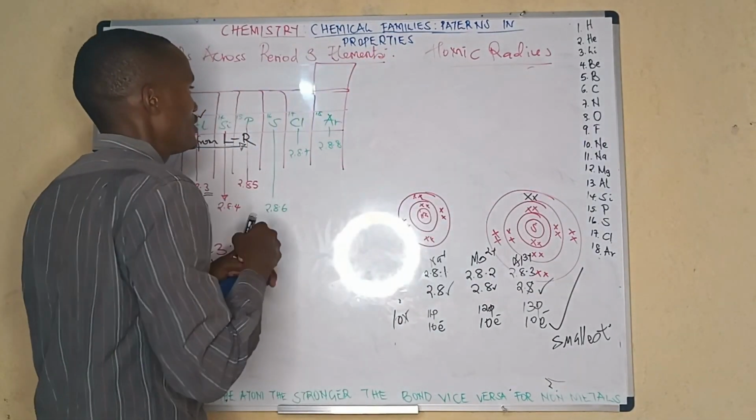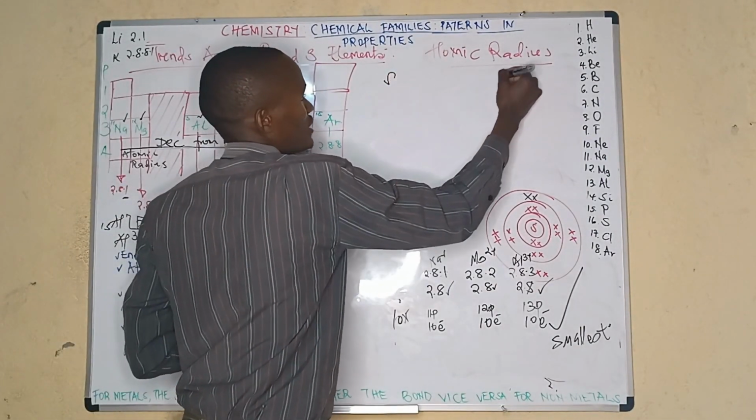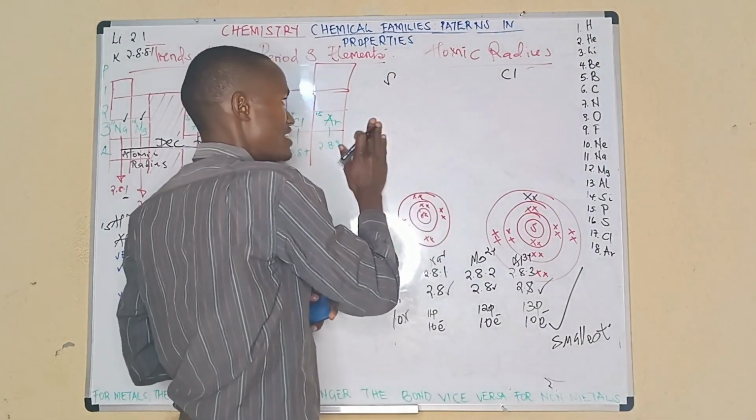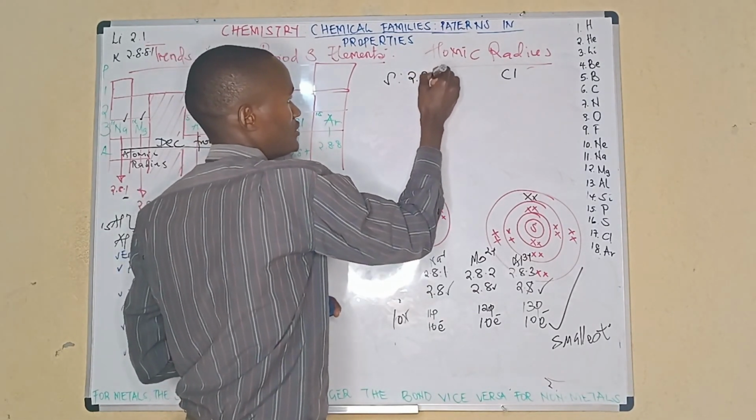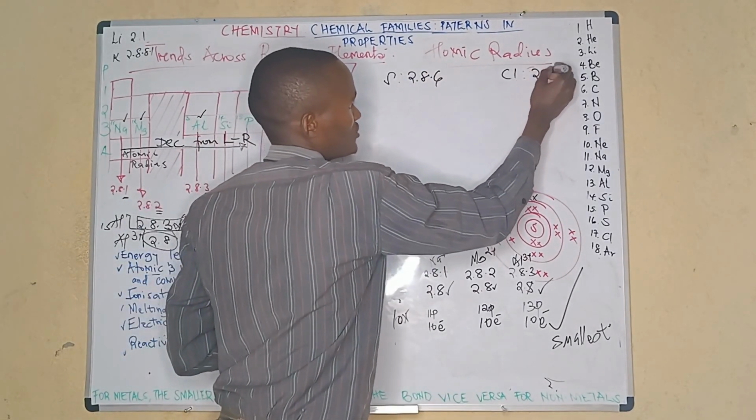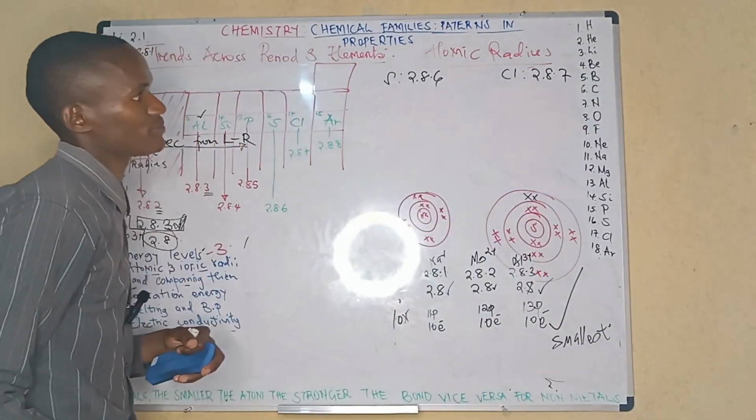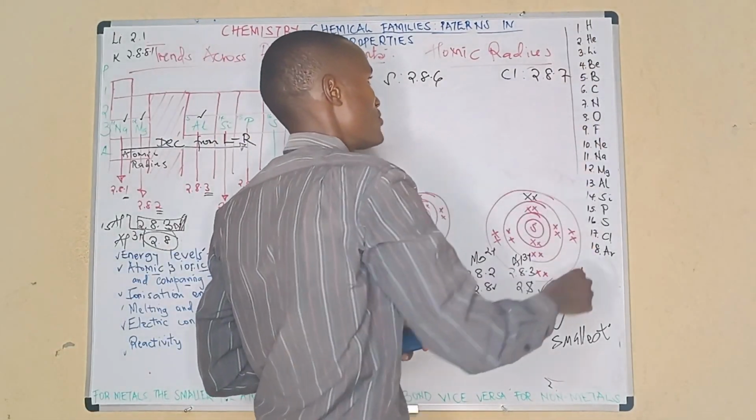Let us compare sulfur and chlorine. They are ions. Sulfur has configuration 2,8,6. Chlorine has configuration 2,8,7. How do they form ions?